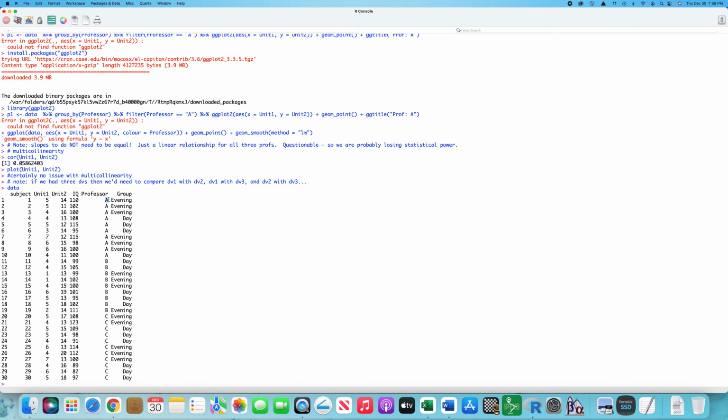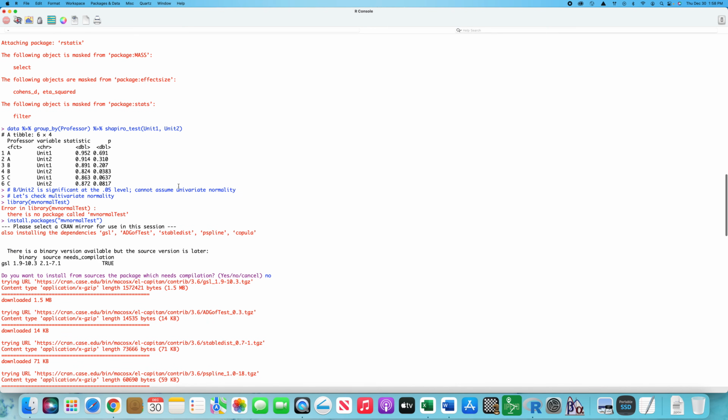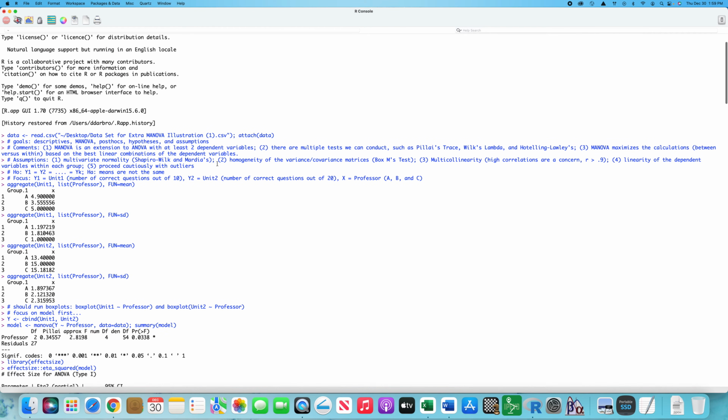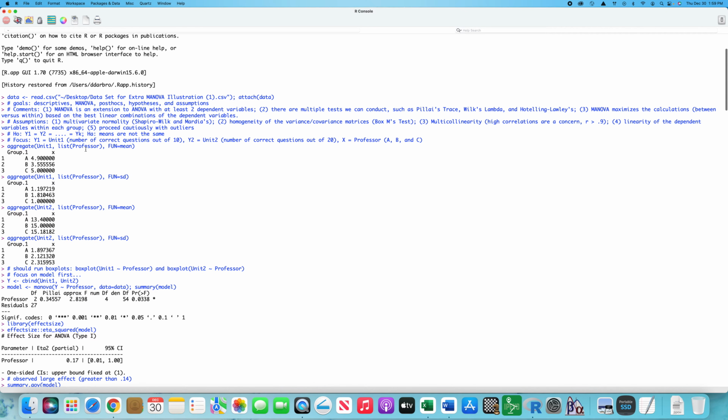This is the professor that they had in their class, 3 professors, A, B, and C. And this is the group. Group is just whether they were in an evening class or a day class. Now for this analysis, we only use Unit 1, Unit 2, and the professor. And the multiple dependent variables are the Unit 1 score and the Unit 2 score. All right, so that's important that you know that as we proceed.